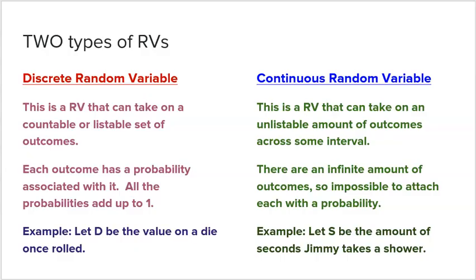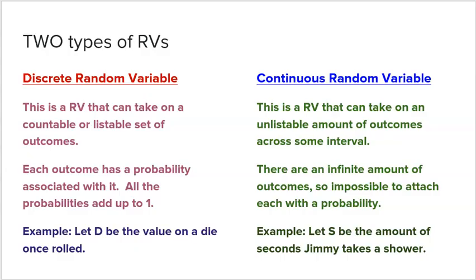All right, a continuous random variable is a random variable that can take on an unlistable amount of outcomes across some interval. So here, the possible outcomes is way too long of a list. It's basically an infinite list over an interval where I just cannot possibly list all the different outcomes that could happen. There are so many infinite outcomes that we can't even find a probability to attach to each outcome. I mean, if we can't make a list of all the outcomes, how can we possibly make a list of all the probabilities?